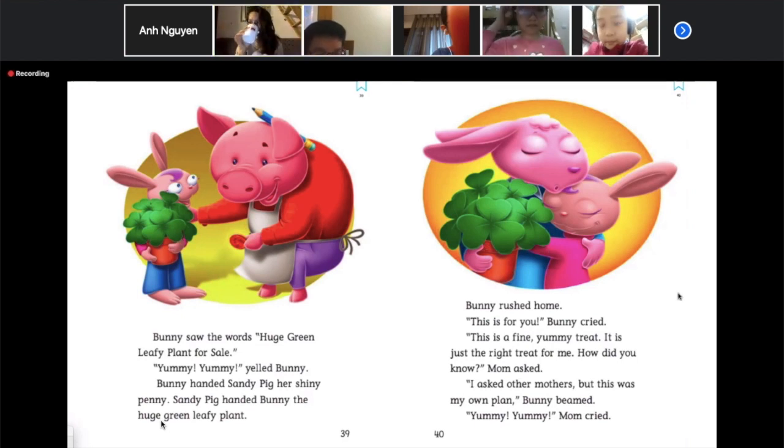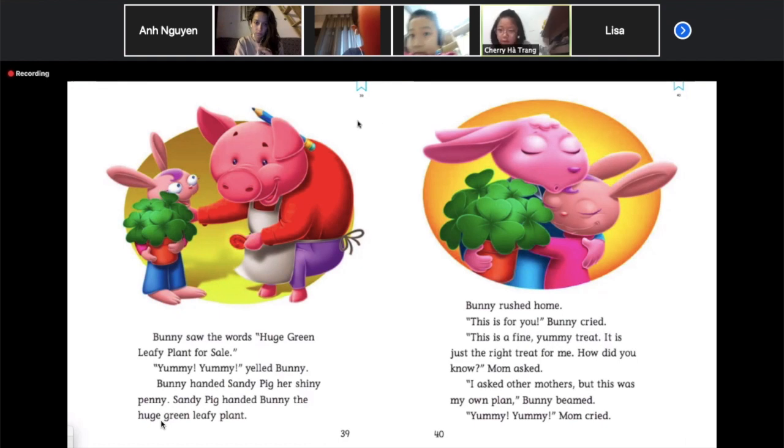Bunny rushed home. This is for you, Bunny cried. This is a fine, yummy treat. It is just the right treat for me. How did you know? Mom asked. I asked other mothers, but this was my own plan. Bunny beamed. Yummy, yummy. Mom cried. Okay, good job.